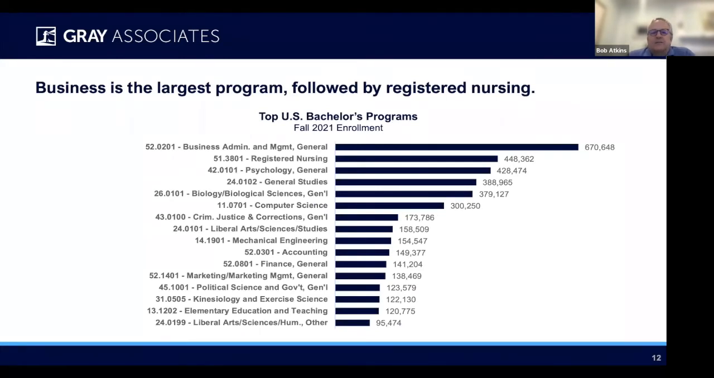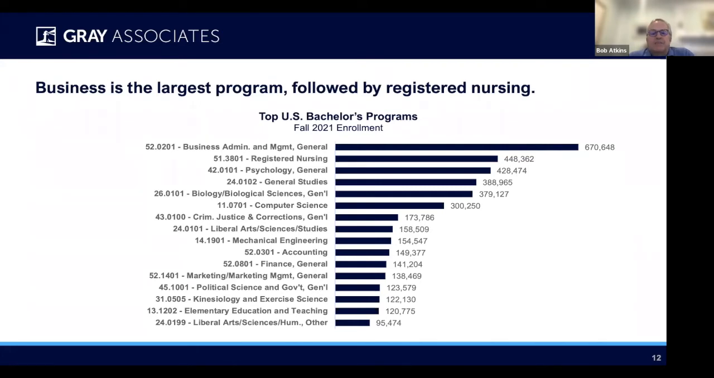What's big out there? So most of this you probably know, you've experienced it on your own campus, but business administration is the largest program in the United States in terms of enrollment, with close to 670,000 students in it as of fall 2021. Registered nursing is in behind that, but it's still 50% behind. There's sort of a group here of psychology and registered nursing at about 450,000 students enrolled.